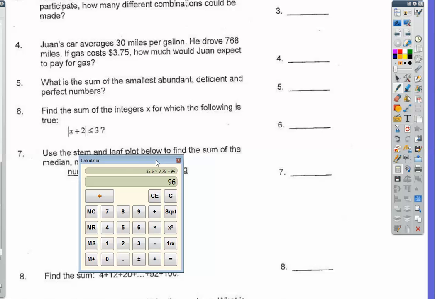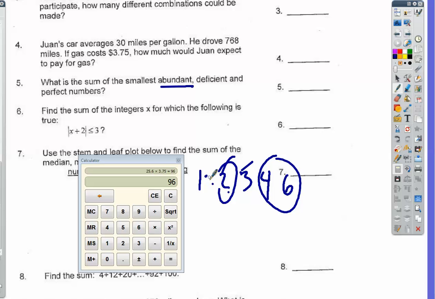This is the problem that gives people problems. Abundant means all of the factors of a number, minus itself, would have to add up to more than the actual number. So the first abundant number is going to be 12, because the factors of 12 are 1, 2, 3, 4, 6. So you add them together, and you don't include 12. There's 16 right there. So it's abundant because it has a sum of factors that is greater than 12. So this one is 12.